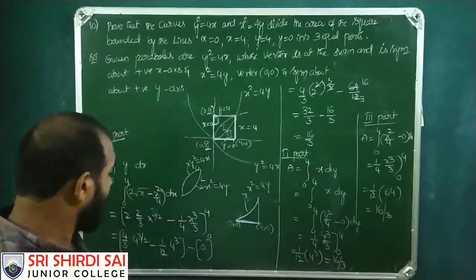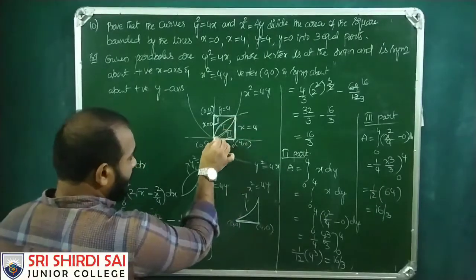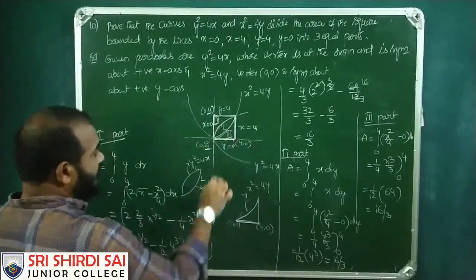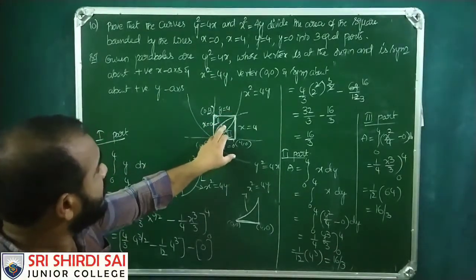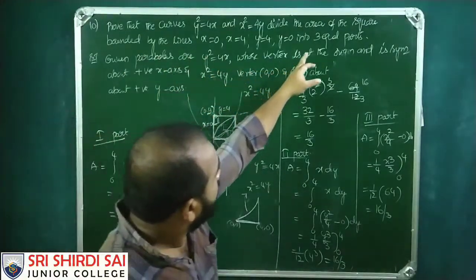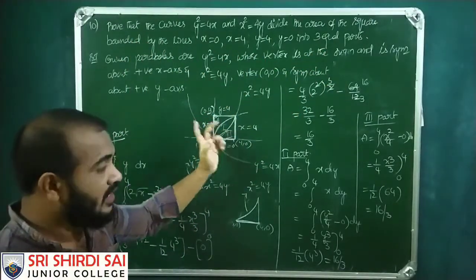So if you see, this is 16 by 3, this is 16 by 3, and this is 16 by 3. Therefore the square divides this into 3 equal parts.